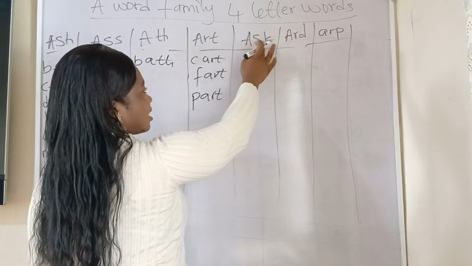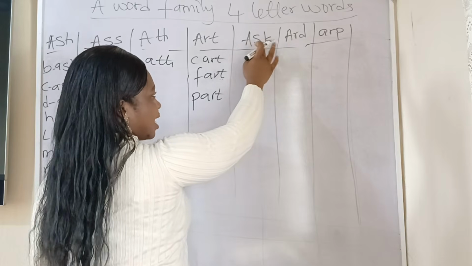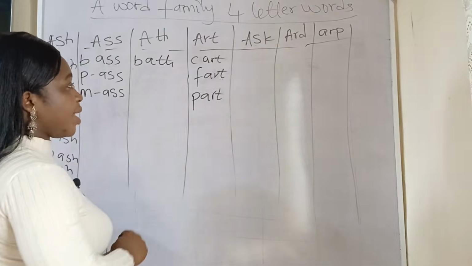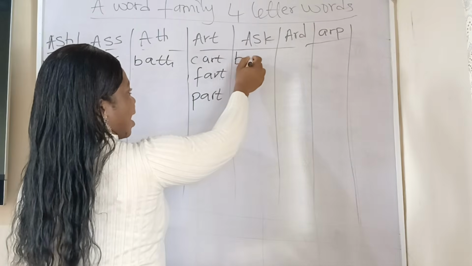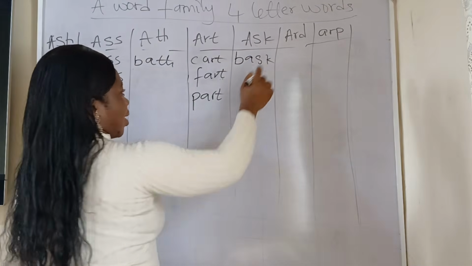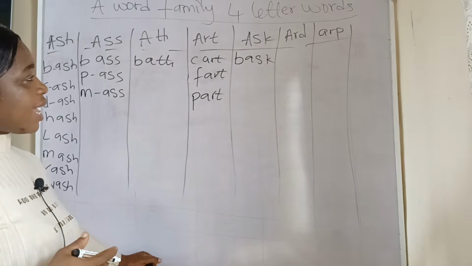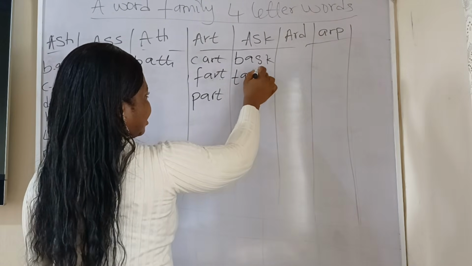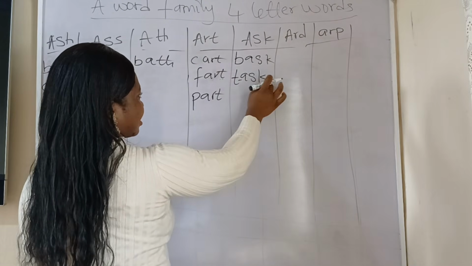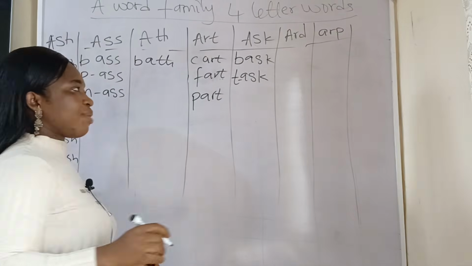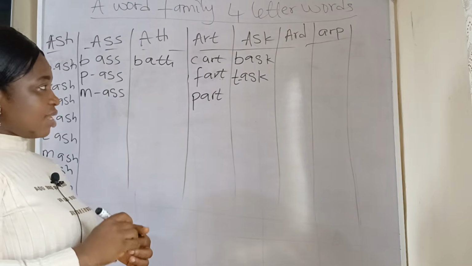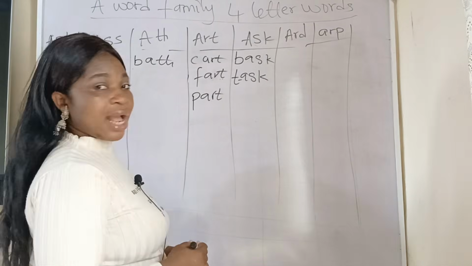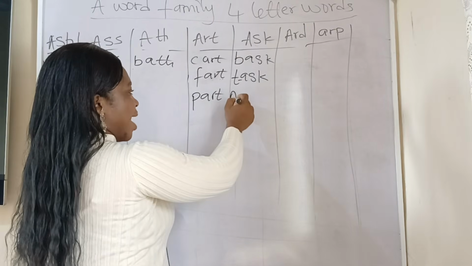We have ask. So we can add B, and we're going to have bask, bask. Okay, we can equally add T. We're going to have task. Okay, so we have bask and task. Okay, task. And if we equally decide to add M, we're going to have mask.